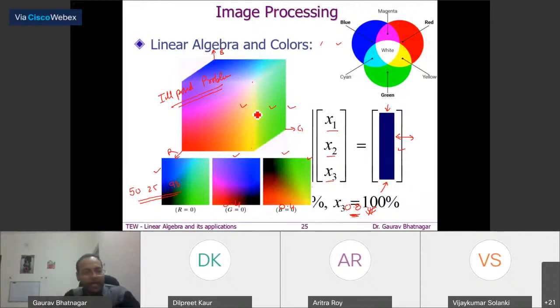So I think the time is over for today's lecture, so I will stop here. In the next class, we will see the two very famous factorization techniques of linear algebra, which are widely used in image processing and other areas such as data science, artificial intelligence, and machine learning. Those are the singular value decomposition and the principal component analysis. Then we will discuss how this SVD comes into the picture, what the benefits are, and all those things we will see in the next lecture.